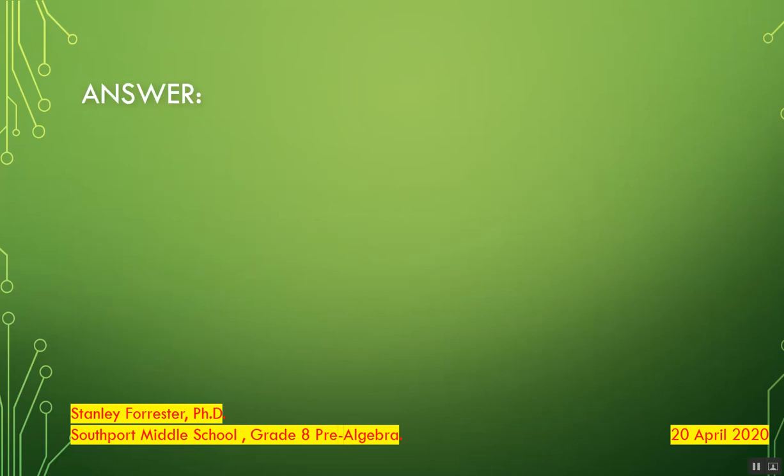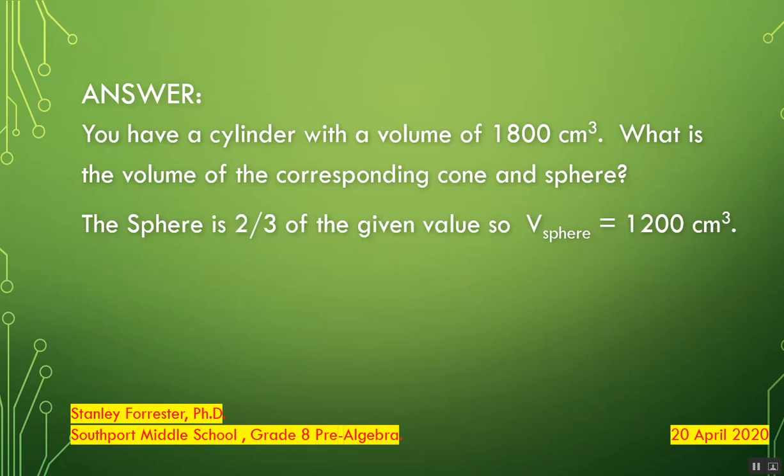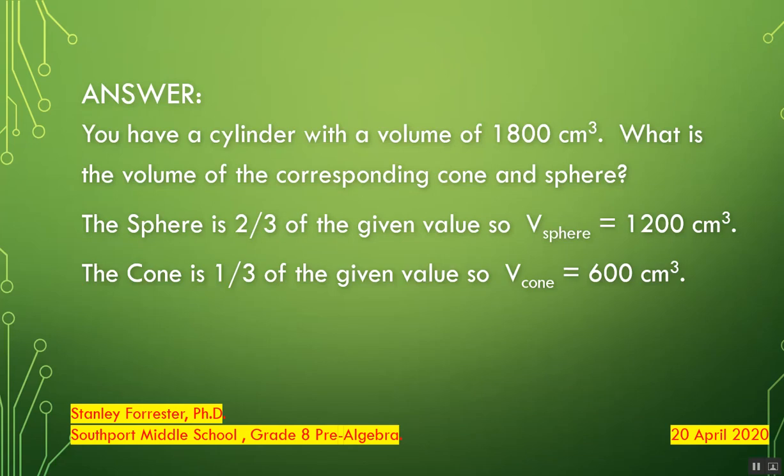Answer, we're going to come back to the self-check. You had the cylinder of 1,800 cubic centimeters. What's the volume of the corresponding cone and sphere? Well, the sphere is 2/3 of the given value. So 1,800 divided by 3 times 2 gives us 1,200 cubic centimeters. The cone is 1/3. We just divide by 3 and we end up with 600 cubic centimeters.